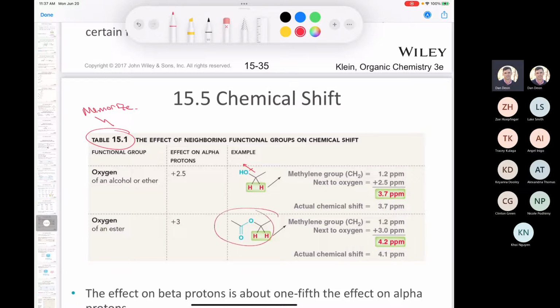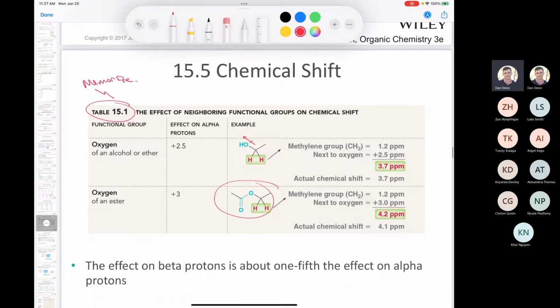So let's say we have this molecule. This is called ethyl acetate. We learned ester nomenclature in organic chemistry too, so don't worry about that right now. But this effect is even more pronounced. Why is it more pronounced? It's because there's a resonance structure that you could draw here where you show a positive charge on this oxygen. So it's pulling electron density away like crazy, and thus you increase the chemical shift by 3 parts per million. So for a methylene, you would take 1.2 plus 3, which gives you 4.2. And if you look at the actual chemical shift of these two protons, it's actually 4.1. So that's very accurate.